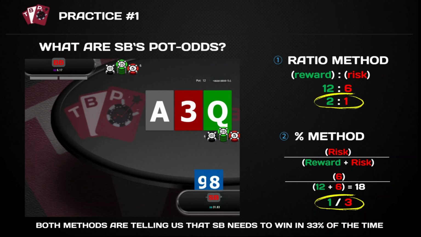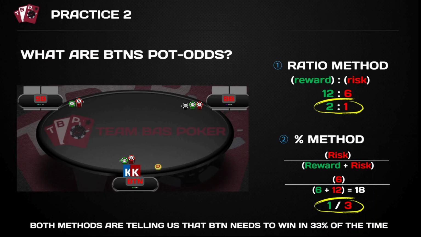I would say not too hard, so let's jump right to the next example. In the second example, we look at a three-way situation pre-flop, where the button is min-raising, the small blind is calling, and the big blind is 3-betting. And the button wants to know his pot odds.